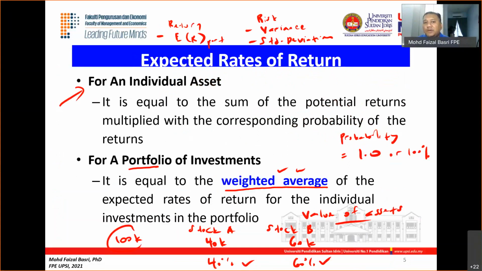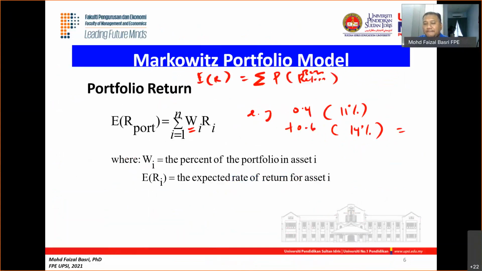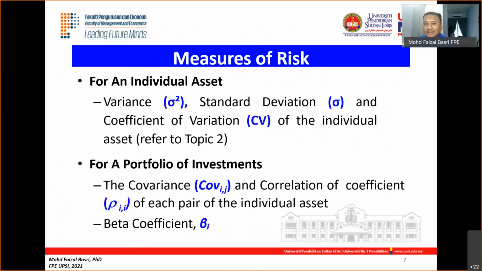Now we move on to the risk element. Again, if we recap last week, for individual assets we have three measurements. The variance, symbolized with sigma squared, and the standard deviation, symbolized with sigma.